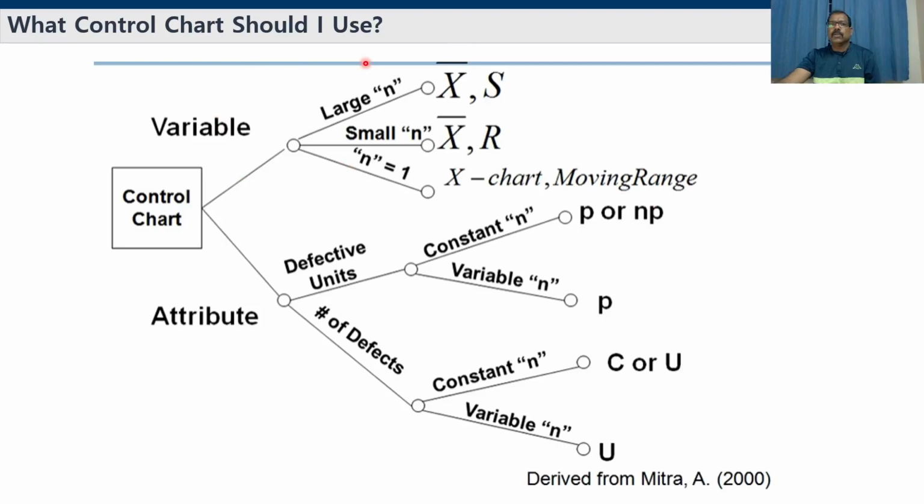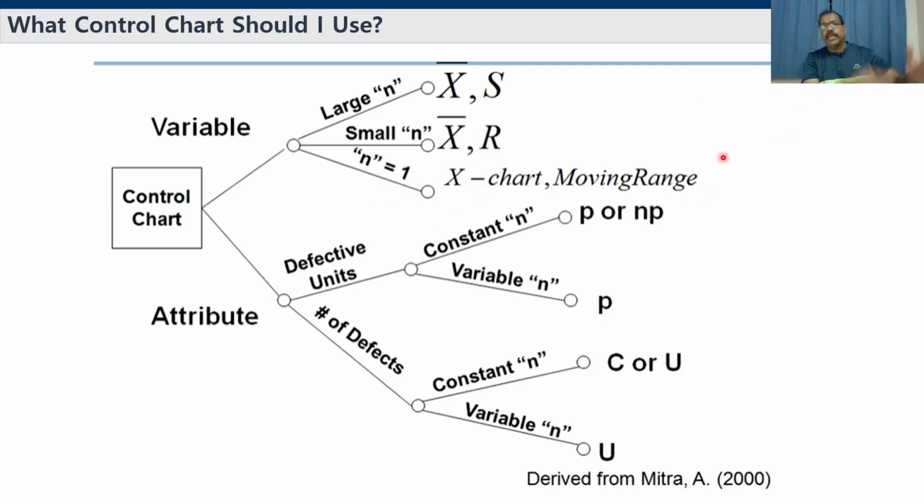Not much detail is needed for the X bar and R chart. Just equations are there, but which chart to choose depends on the sample size. Ten or more, X bar and S. Between 2 and 10, X bar and R. Sample size 1, the X chart and moving average type you have to use.